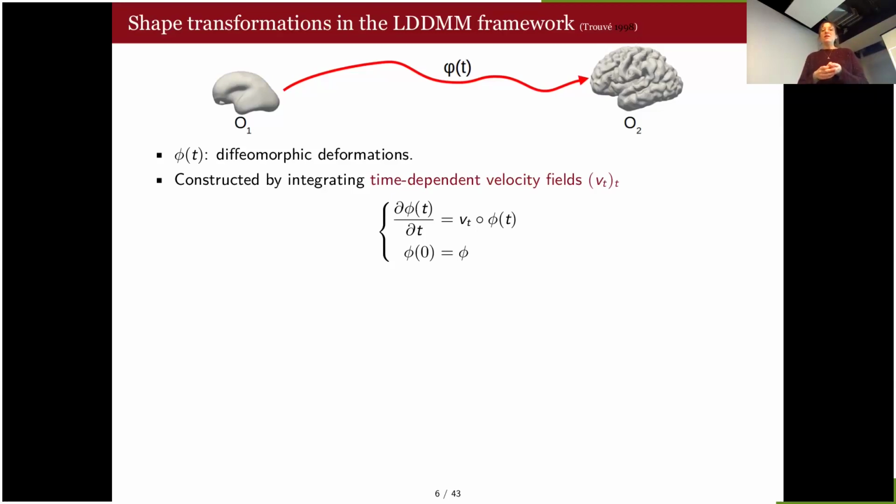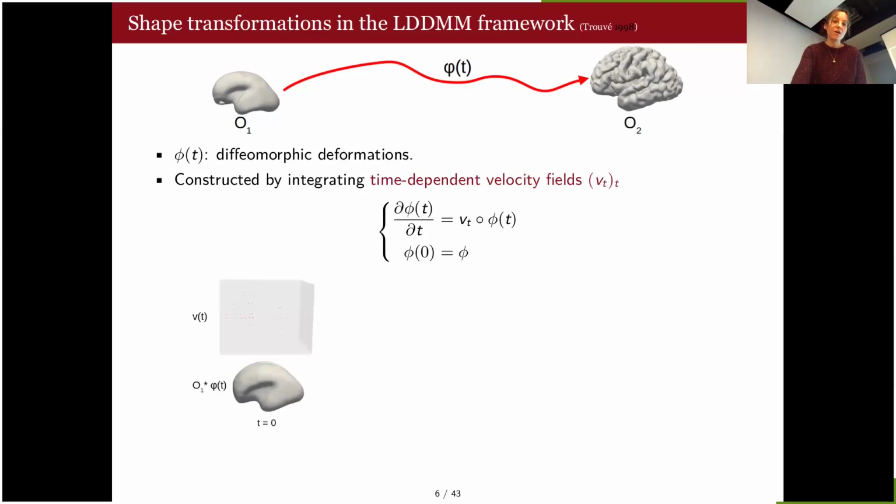And so in the LDDMM, we are constructing our diffeomorphism by integrating time-dependent velocity fields according to this flow equation. And so the idea is that to compute the transformation between our source object and our target object, we are going to integrate this equation between time 0 and time 1.